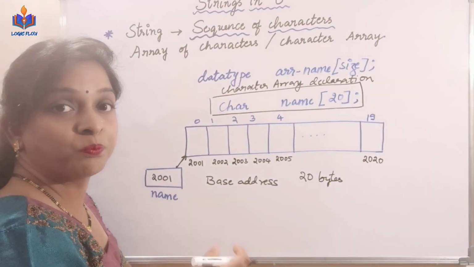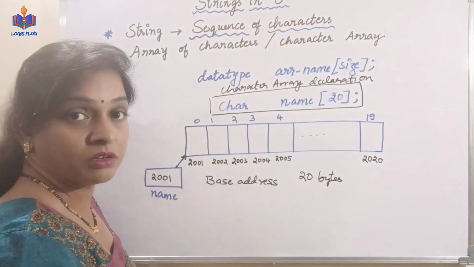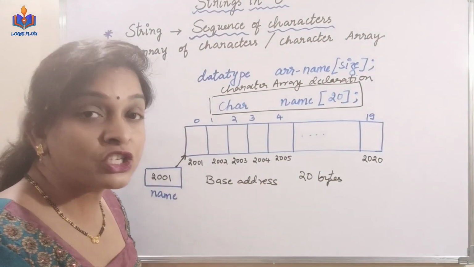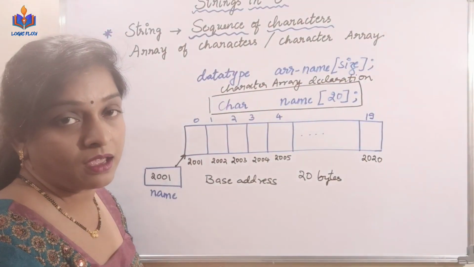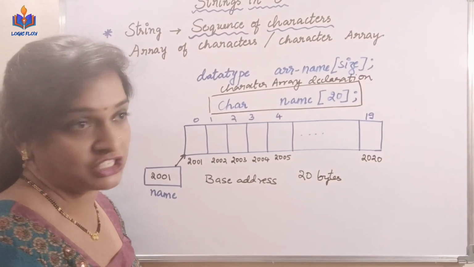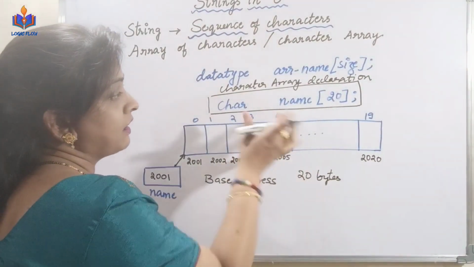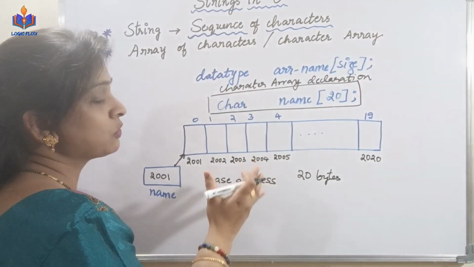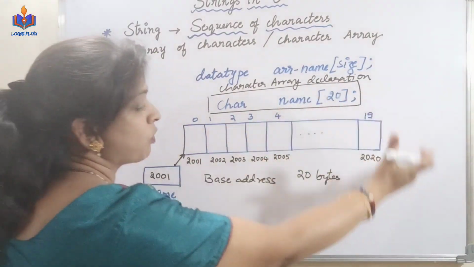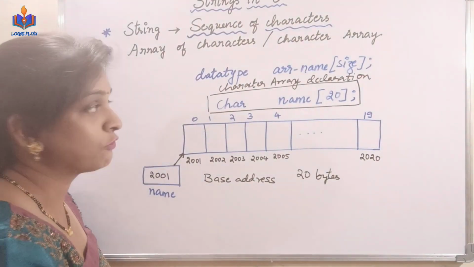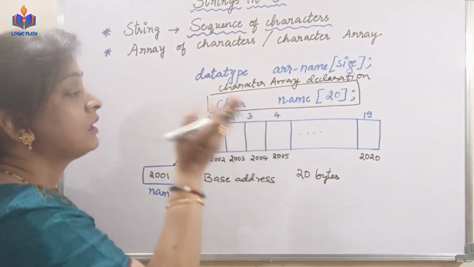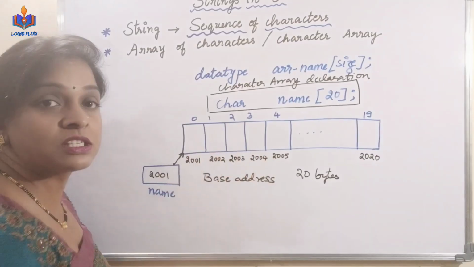But how do we store values here? We have to learn how to initialize this character array. So let's see the character array initialization. This is the character array declaration, and now let's get into the initialization. This is the memory representation we have seen. We have learned how the memory is allocated for the character array. Now it's time to initialize the value into this memory.